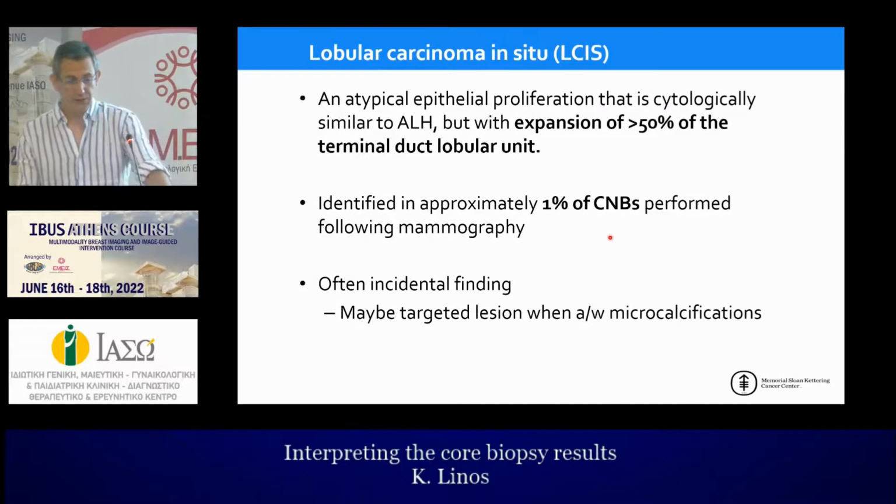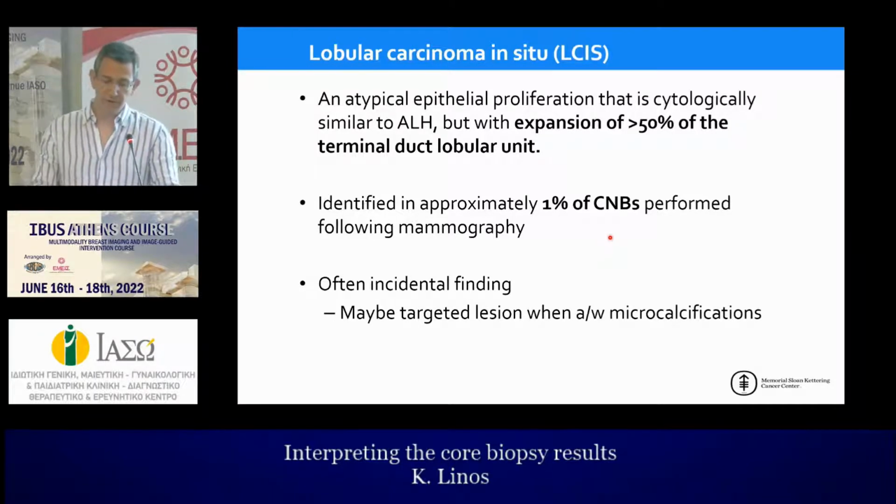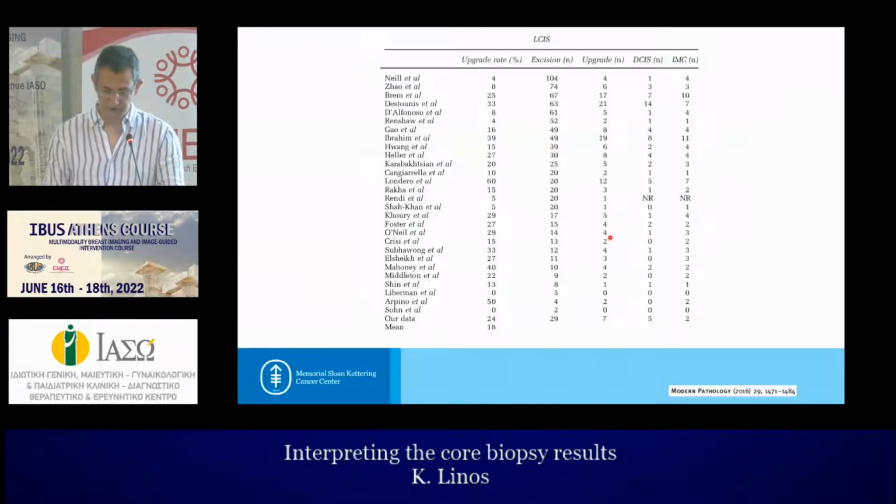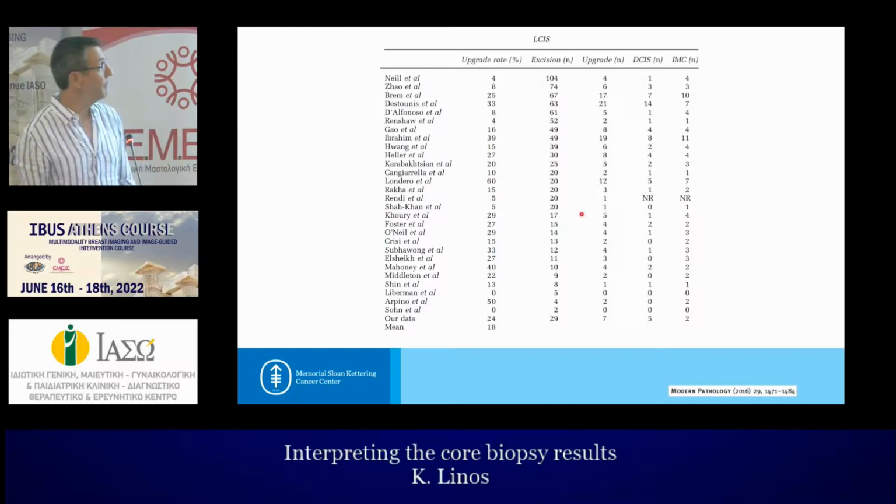Lobular carcinoma in situ is an epithelial proliferation that is cytologically similar. It looks exactly the same morphologically, but you have an expansion of more than 50% of the terminal duct lobular unit. And lobular carcinoma in situ is identified in approximately 1% of core needle biopsies. So if you get way more than 1%, then that's a problem with your local pathologist. It's often an incidental finding, but it may actually be associated with microcalcifications. And again, the same pattern here.